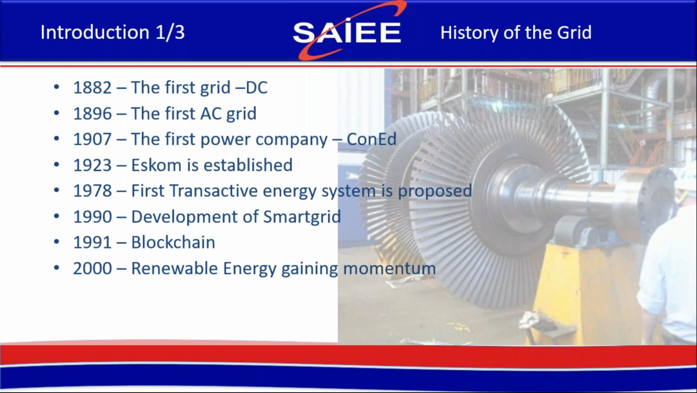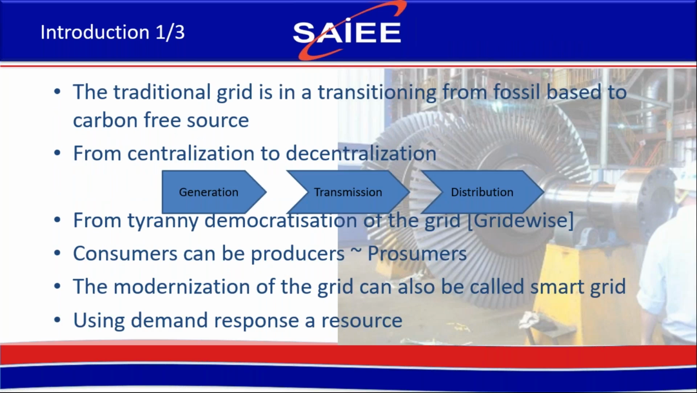In 1991, that's when the first blockchain was presented. In 2000, that's when renewable energy started gaining momentum. Renewable energy has been with us for long, but they started gaining momentum in the early 2000s. The traditional grid is in transition. It's moving away from fossil-based to carbon-free sources. It's also moving from centralization to decentralization.